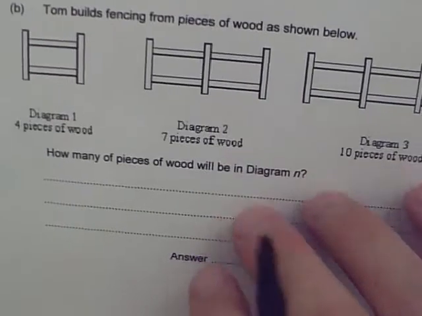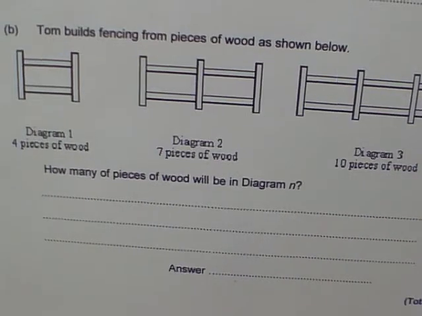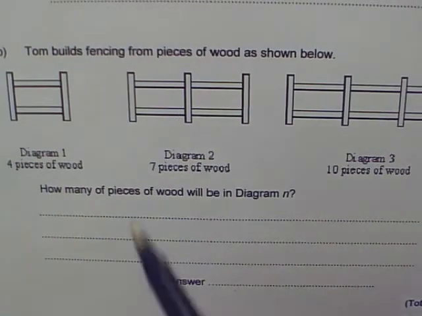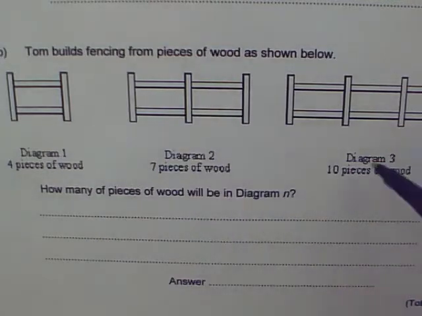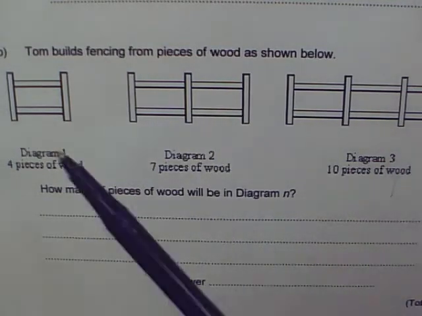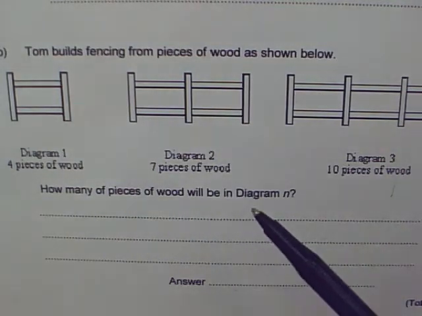Okay, let's have a look at this next bit. Tom builds fencing from pieces of wood as shown below. Diagram 1, 4 pieces of wood: 1, 2, 3, 4. Diagram 2, 7 pieces of wood. Diagram 3, 10 pieces of wood. How many pieces of wood will be in diagram n?